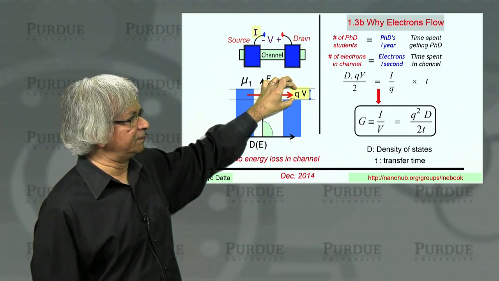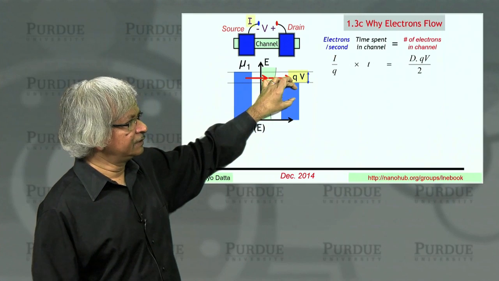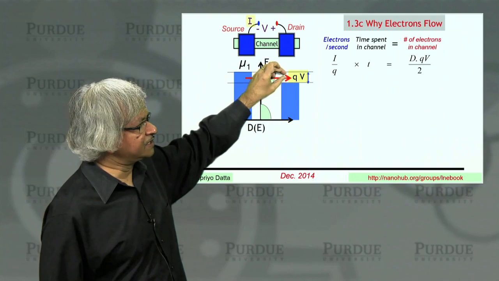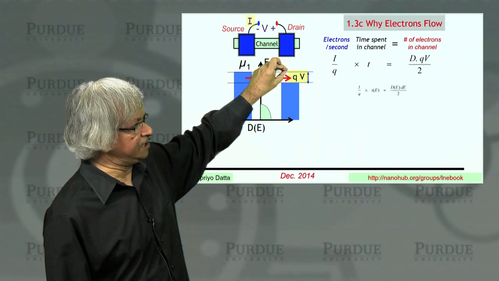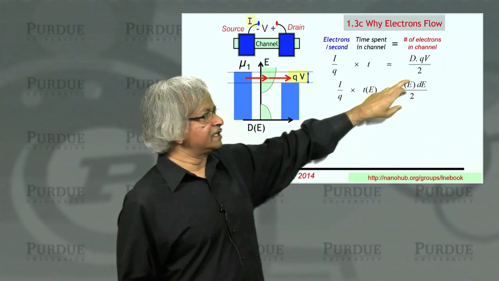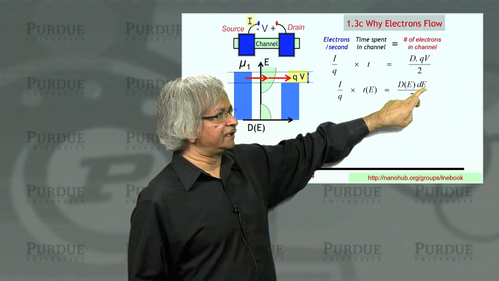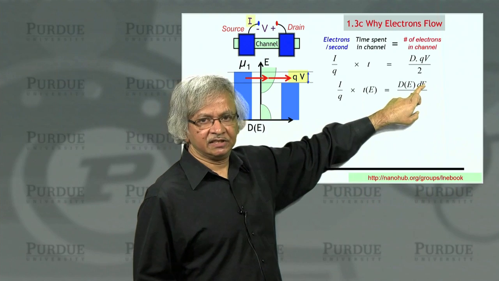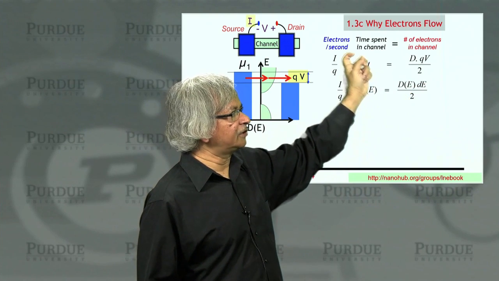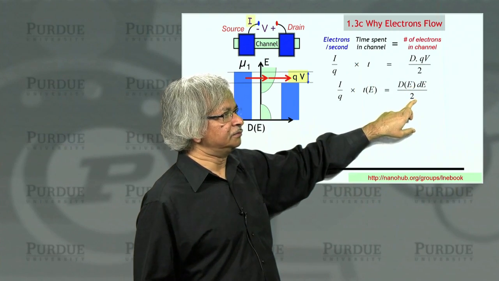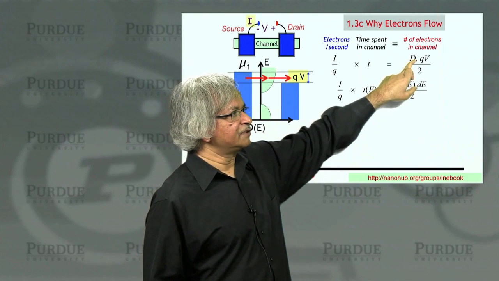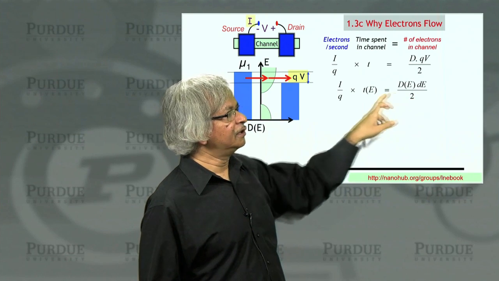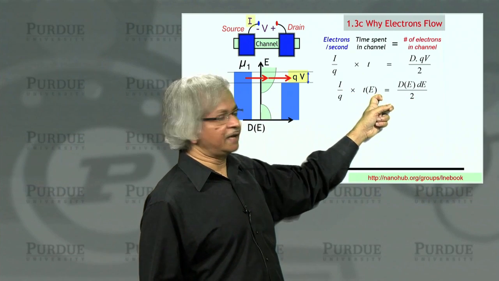So let's now do it a little better. That is, let us assume that it is not constant. So we consider a small energy range, dE, so that the number of states in that energy window is density of states times dE. And so the number of electrons is that divided by 2. So previously we had done D times qV over 2. Now we are doing D dE over 2. And then there's the current and then there's the time spent.